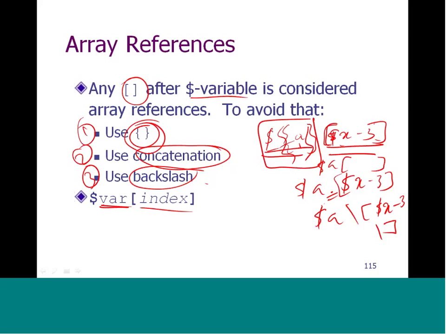And then the second method is using the concatenation. So instead of saying $a and then like this, we use the concatenation with the next one. So here this is treated as one literal variable and this is another variable. So whatever this variable may be evaluated, this is just represented as is, and then $x evaluated, which is 3 minus 3. So it kept that way.